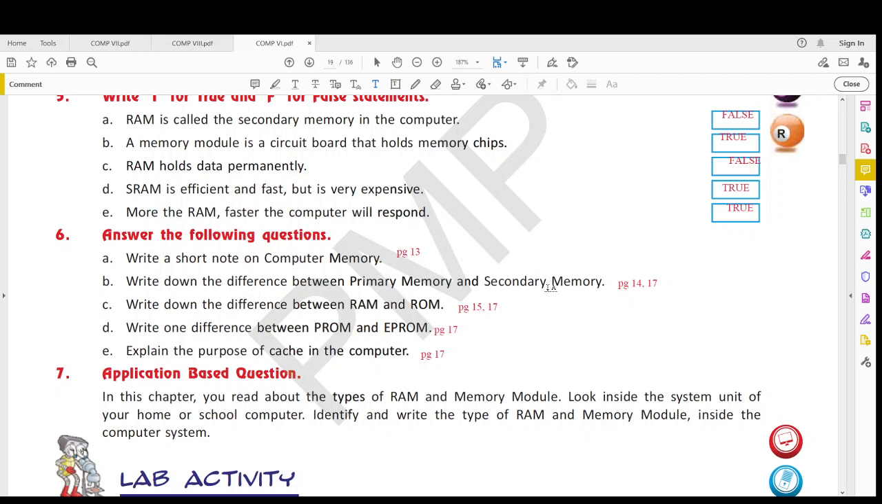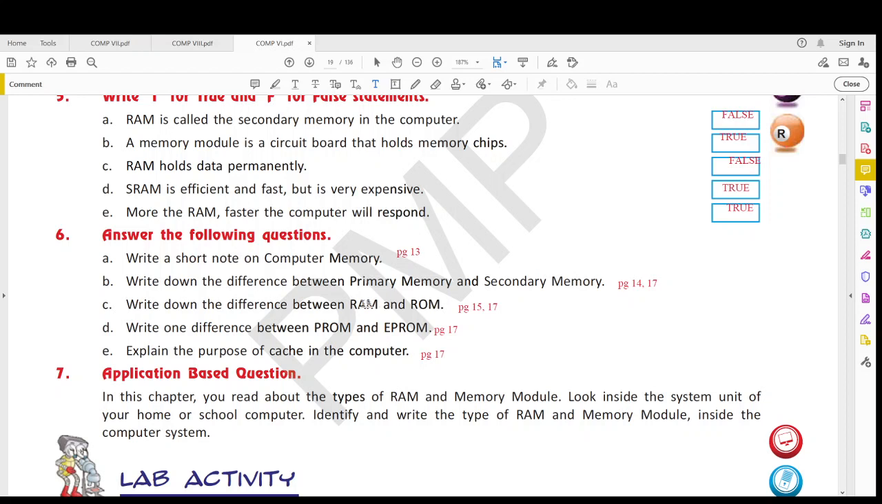They are comparatively cheaper devices. They have large storage capacities, but they are slow in responding to the need of the processor's data. Okay, so you'll get this difference from the chapter, page number 14 and 17. Write down the difference between RAM and ROM.